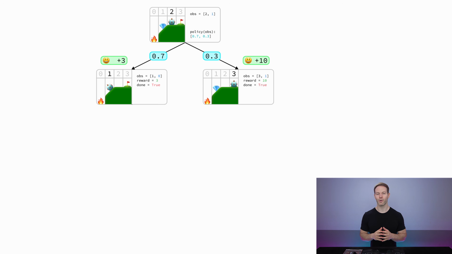But in policy gradients, what we're trying to ask is how much the expected return increases for each small change to our policy. And this is called finding the gradient of the expected return. So if we change these values in our policy, this 0.7 and this 0.3, by tiny amounts, how much will that change the expected return?